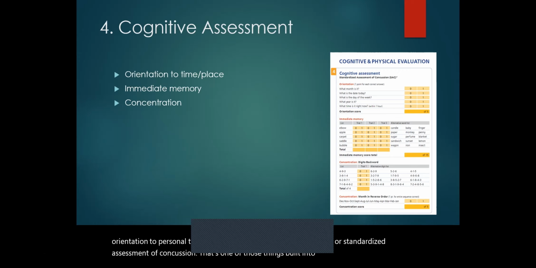But then we're looking at immediate memory and then some concentration. So this packet lists a couple different word groups. It looks like 4 on this slide that it lists 2-syllable, completely unrelated words. So the first list here, elbow, apple, carpet, saddle, bubble, right, have nothing to do with each other. If I were to make my own word list and I say schoolhouse, backpack, stapler, classroom, right, those are all school related things.